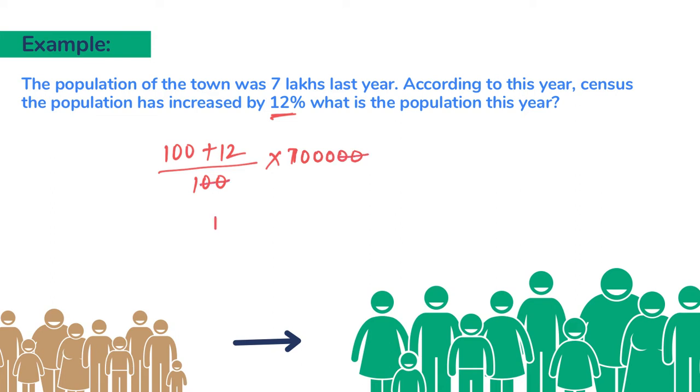So upside 100 plus 12 is equal to 112 multiplied with 7000. When I multiply 112 by 7, I will get 784, and these 000 are as it is. So I can say 7,84,000. Now the population is 7,84,000. This problem we solved by the formula. Our formula was saying 100 plus whatever value we increased, that is plus 12, because here we increased 12%, and divided by 100 into the number. Here the number we have is 7 lakh, so I put 7 lakh here.